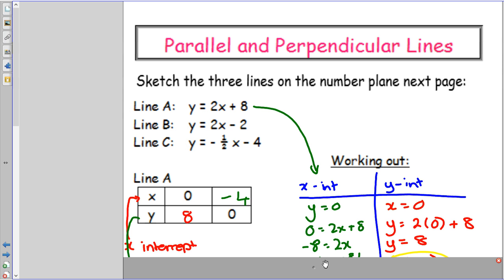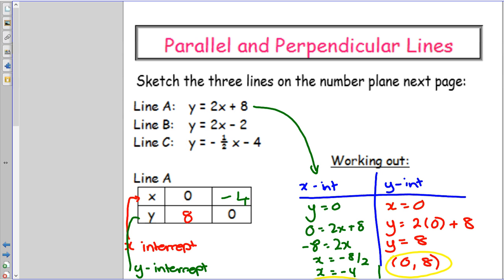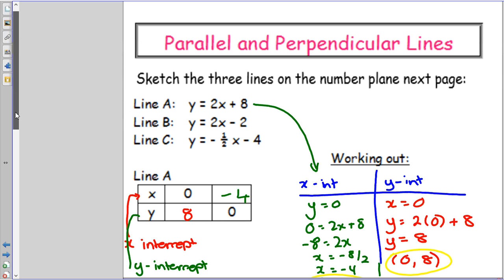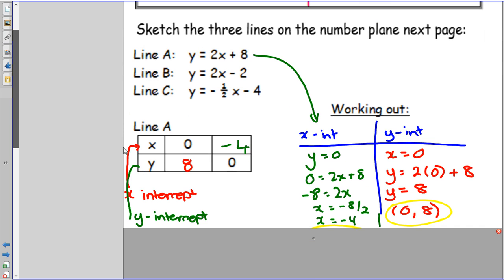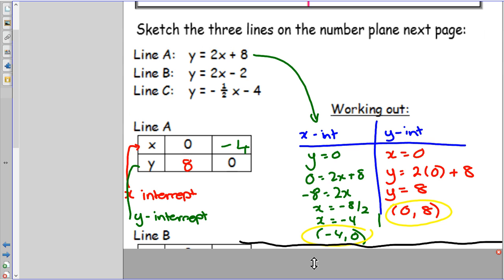But then for the x-intercept we just have to keep solving. So to be honest, you could work out the x-intercept all first, then work out the y-intercept after that. That might be easier. So to solve for the x-intercept you need to divide both sides by 2. Negative 8 divided by 2 is negative 4. And then you can write those as coordinates. So the x-intercept is this coordinate, negative 4 and 0, because y is 0, x is negative 4. The y-intercept is this coordinate, 0, 8.